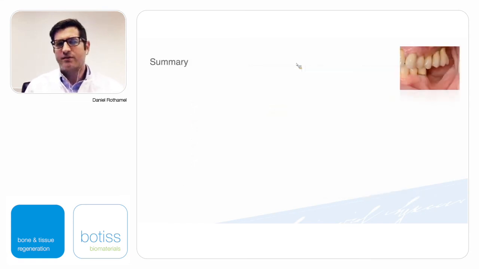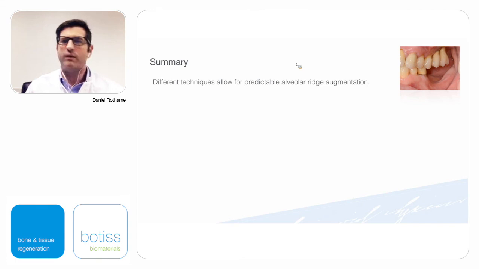So we are coming to the summary of my little 60-minute webinar. One thing that is, of course, quite obvious is that we can use different techniques for predictable alveolar augmentation. We can use autogenous bone, we can use bone substitute materials, we can use distraction osteogenesis, and all of these techniques have their advantages and also some disadvantages.